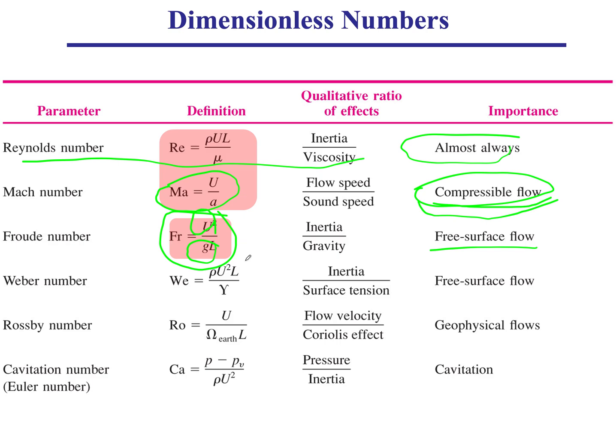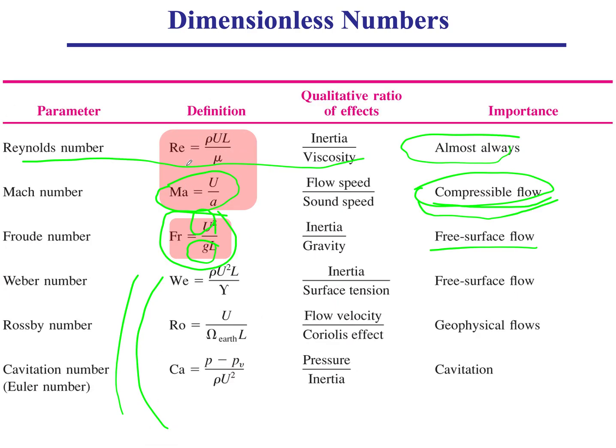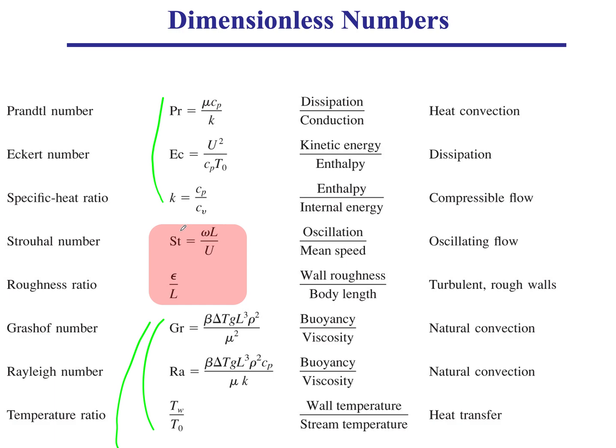There are many other numbers that you will see in other courses, like heat transfer, where you'll see the Grashof and Rayleigh numbers, as well as Prandtl and so on. But for fluid mechanics, we're going to stick with the highlighted numbers: Reynolds number, Mach number, Froude number for our experiment, as well as the Strouhal number. We will talk about that in a second.